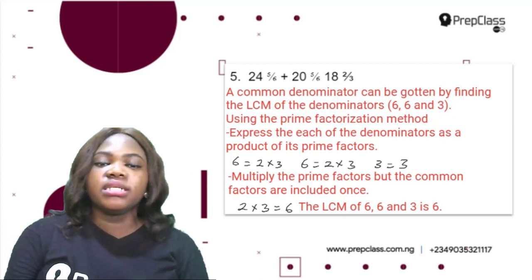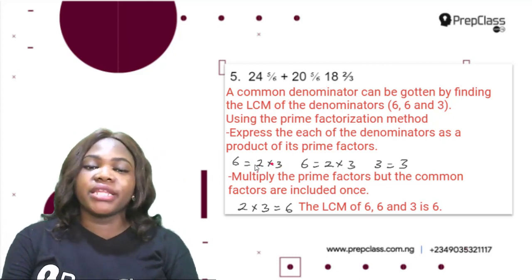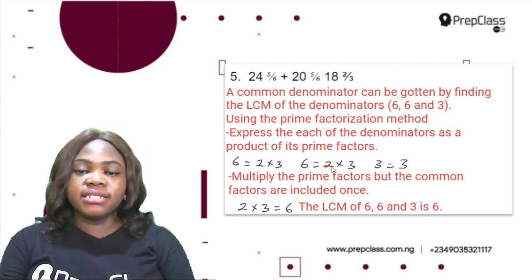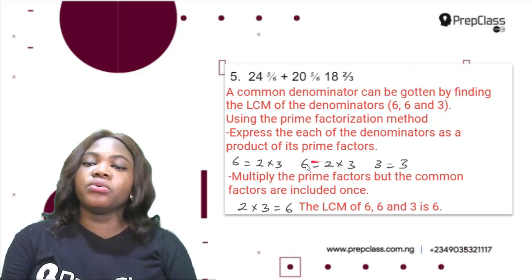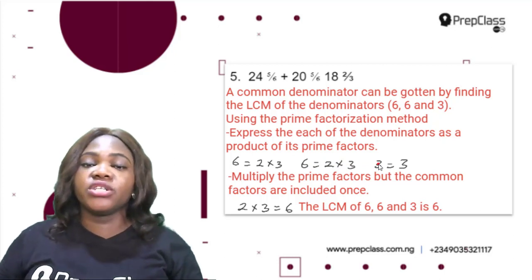The prime factors of 6 are 2 and 3. So 2 multiplied by 3 will give 6. This is the same as well: 2 multiplied by 3 will give 6. Then 3 is a prime number already, so its prime factor is 3.